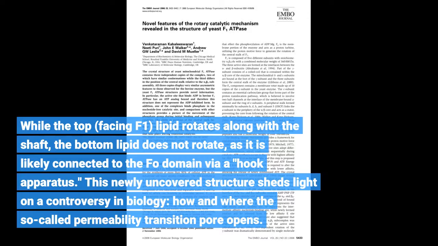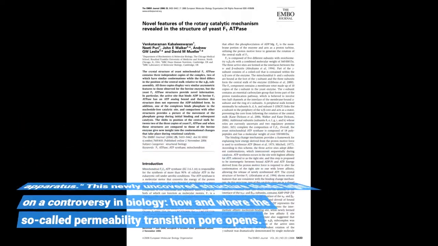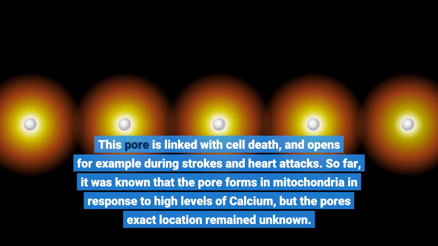This newly uncovered structure sheds light on a controversy in biology: how and where the so-called permeability transition pore opens. This pore is linked with cell death, and opens for example during strokes and heart attacks. So far, it was known that the pore forms in mitochondria in response to high levels of calcium, but the pore's exact location remained unknown.